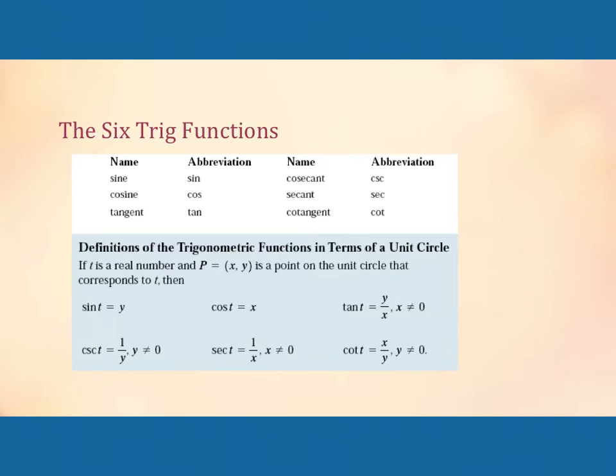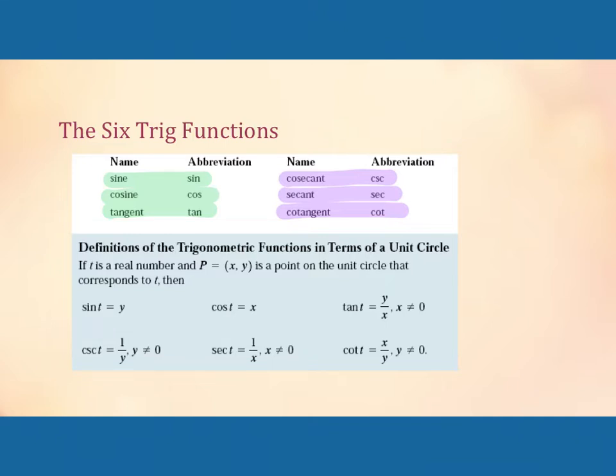These are your 6 trig functions. The 3 that you know the most are probably sine, cosine, and tangent. On the left is the full word, on the right is the abbreviation we use. And then the reciprocal functions: the reciprocal of sine is cosecant, abbreviation CSC. The reciprocal of cosine is secant, abbreviation SEC. And the reciprocal of tangent is cotangent, abbreviation COT.